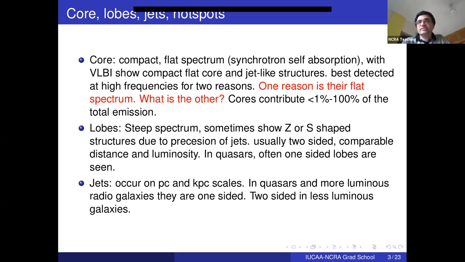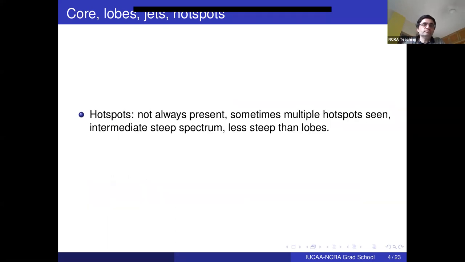In less luminous galaxies, we're referring only to the radio luminosity of the galaxies. In less radio luminous galaxies, the jets are very often or usually are two-sided.